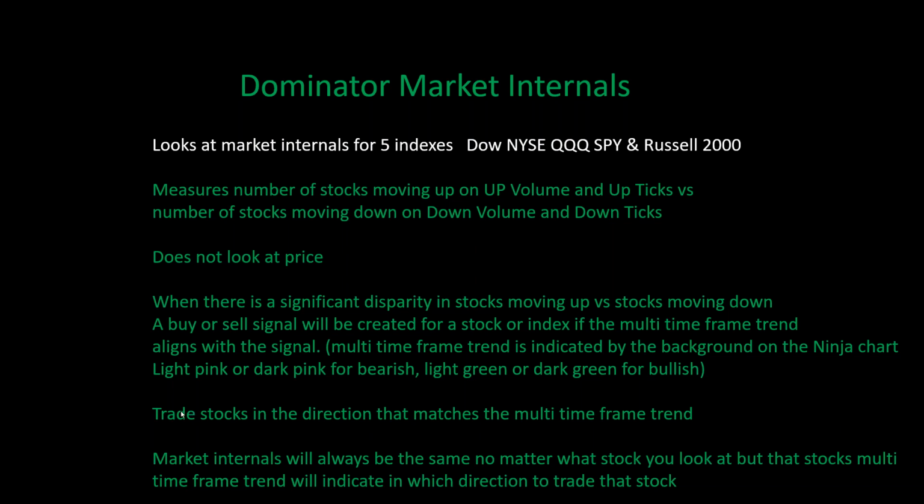Now, we're going to trade the stocks, as I said, in the direction that matches the multi-time frame trend. So if you've got a green background on the Ninja chart, bullish, and you've got a buy signal, bullish, then that gives you the indication that you've got a potential trade here. And again, the market internals on these charts will always be the same, no matter what stock you look at, because the internals are across the entire market. So the only thing that would change on a stock would be the background color, indicating what the multi-time frame trend is for that stock.